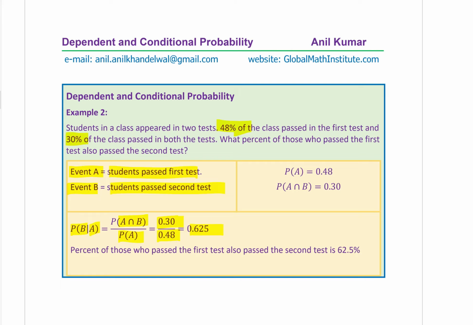Now, in this particular case, we were given this information, which has been applied here to get the solution. So I hope this concept is absolutely clear. So the percent of those who passed the first test who also passed the second test is 62.5%. Clear?